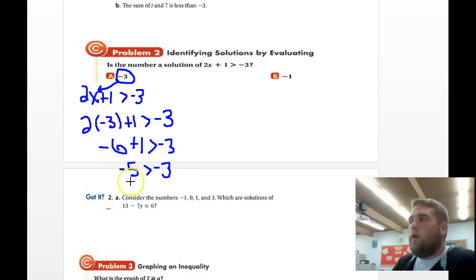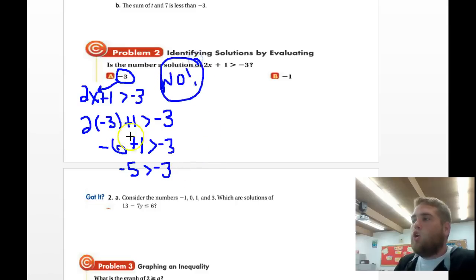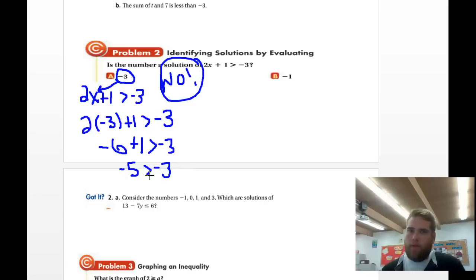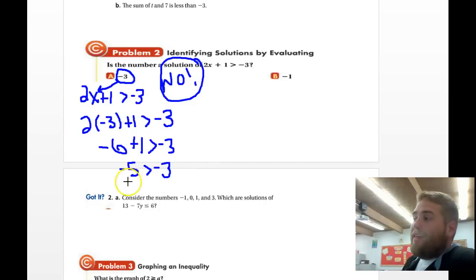Okay, so what we have to ask ourselves is, is this true? Is -5 greater than -3? Well, no, it is not. Okay, so no, exclamation mark, circle. Okay, no, it is not. Even though 5 is larger than 3, -5 is actually smaller than -3, right? So that is a no.